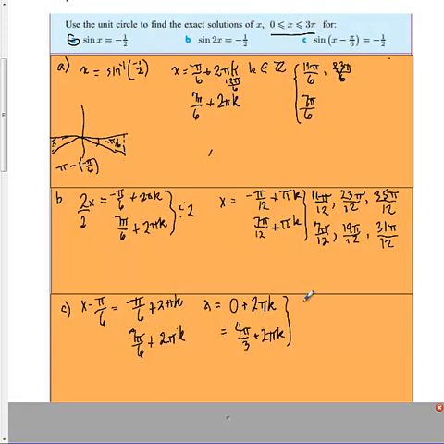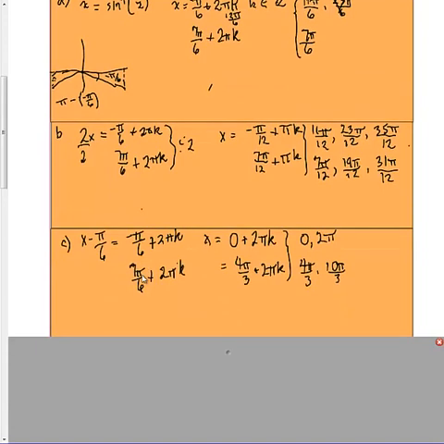So we're going to have 0 and 2 pi, and we're not going to include 4 pi, that's too big. So 0 and 2 pi, and then we have 4 pi over 3, and if we add 2 pi to that, we get 10 pi over 3, and that's still less than 3 pi, but if we add another 2 pi here, we'll get 16 pi over 3, and 16 pi over 3 is bigger than 3 pi, so we're done. These are the 4 angles that we need.